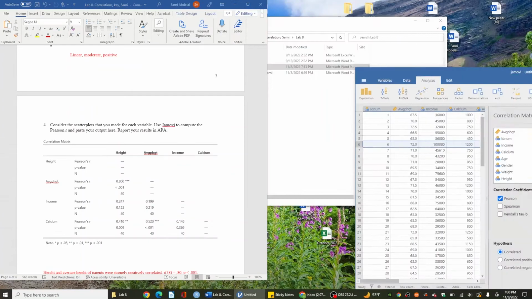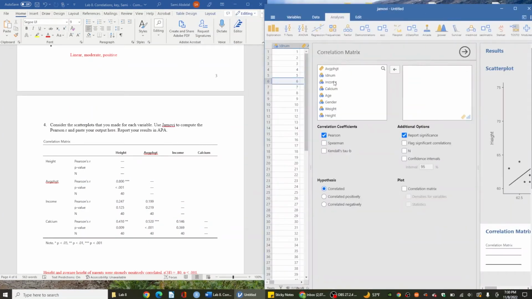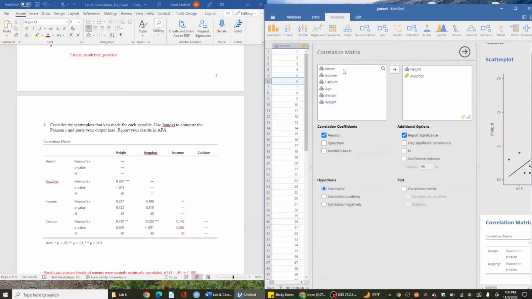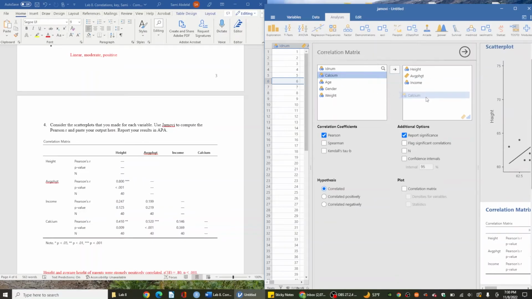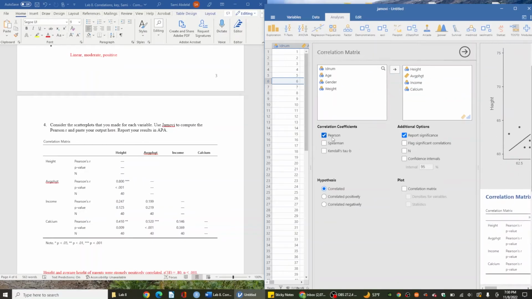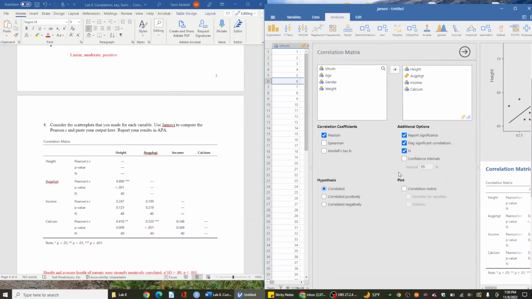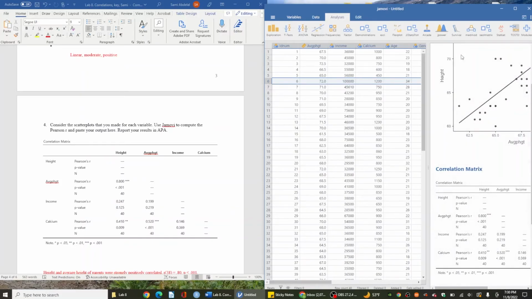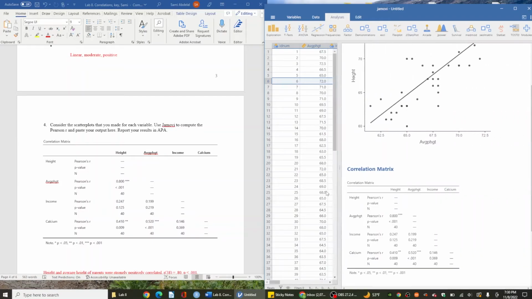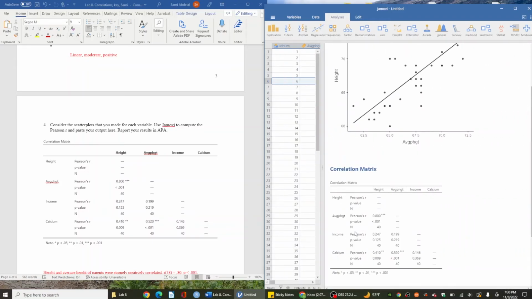So let's just go ahead and throw these in. Average parent height, income, and calcium. All right, bada bing. We got Pearson checked off. We're going to flag these significant correlations. We need the N so that we know how to say our APA answer. And look at that. It's that simple.